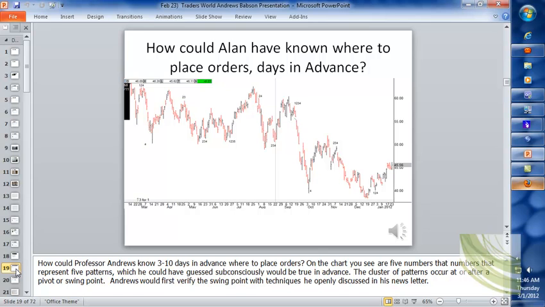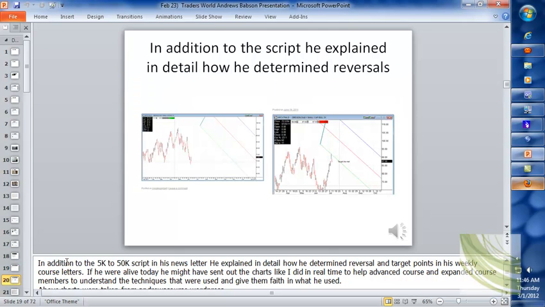Well, in addition to the 3 to 10 day advance thing that he would have in his newsletter, he would also have some charts where he'd explain, well, look, if they come up to here, and during this video series we'll show you exactly how to calculate this kind of stuff. If they come up to here, they're set to reverse.